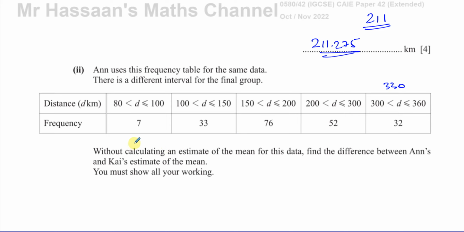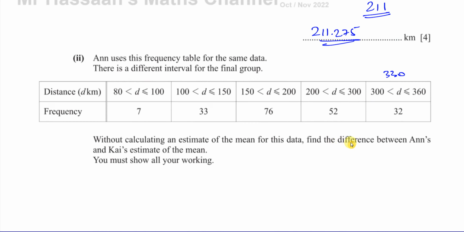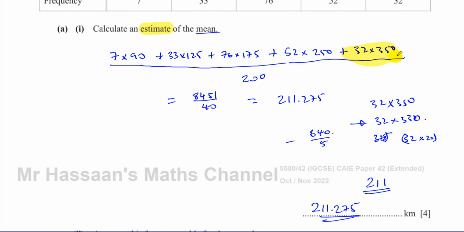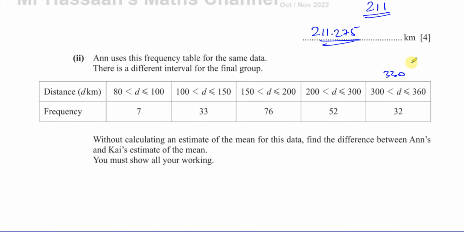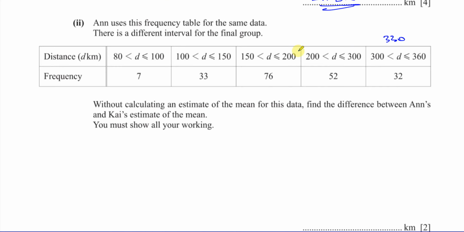What they don't want you to do is calculate the new mean with these values and then show the difference between them. It says without calculating an estimate for the mean of this new data, find the difference between their two estimates. So if we think about this question, the only difference between this mean and the mean for this would be in the last part here. Everything else would be exactly the same. So if we consider this as a separate fraction, 32 times 350 over 200, we consider that as a separate part.